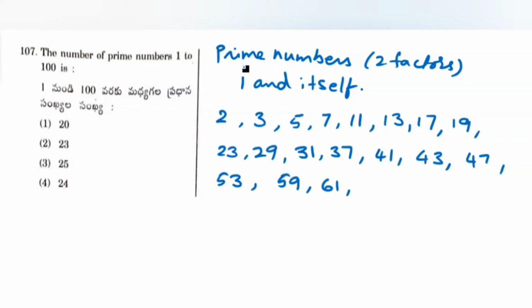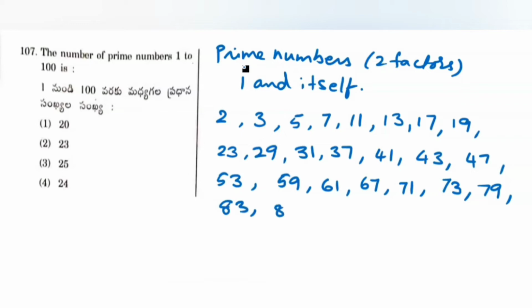61 is a prime number. Next comes 67 is a prime number. You need to remember all this. 71 is a prime number. 73 is a prime number. 79 is also a prime number. Coming in 80s, we have 83 is a prime number.